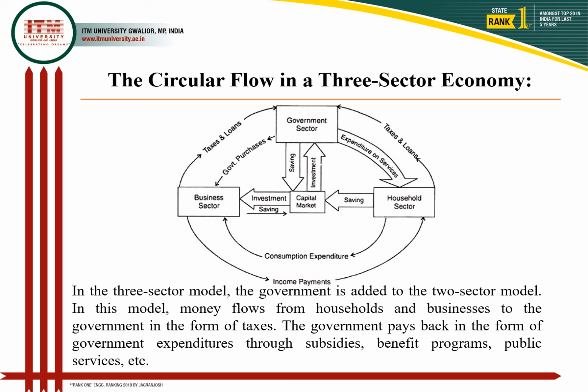So we know that there is an income payment that always goes from the firm or business to the household, while at the same time there is a flow of consumption expenditure, that is, to purchase the goods and services. So these are the two sectors.